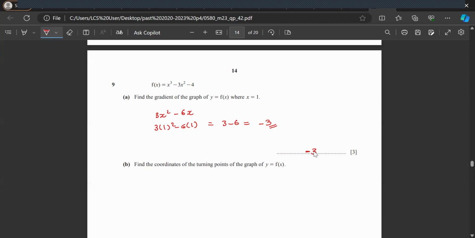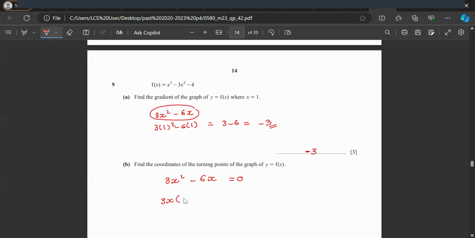Okay, then find the coordinates of the turning point. How to get the coordinates of the turning point? Now get what you did from here, which is 3x squared minus 6x, and make it equal 0 to find what? The turning point. From here, I can do it by myself, mental. I will take 3x as common factor.